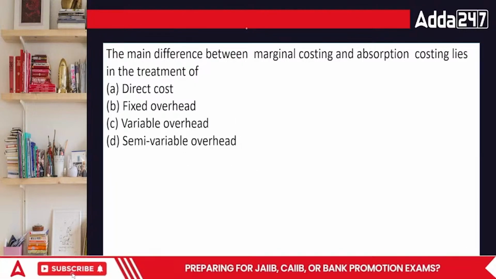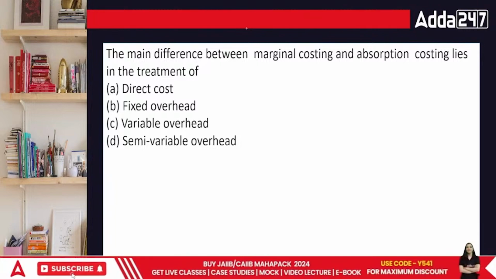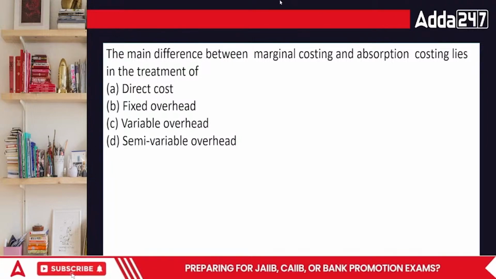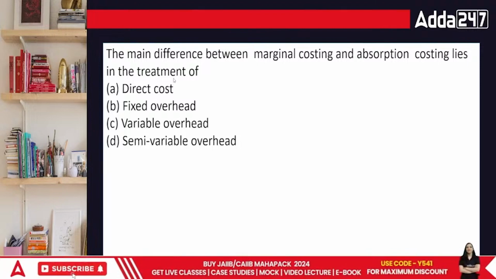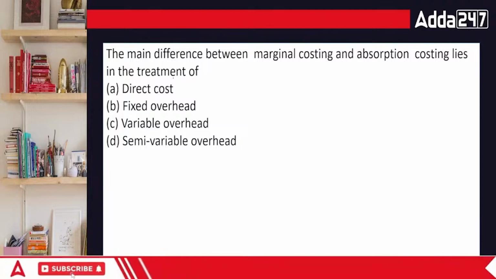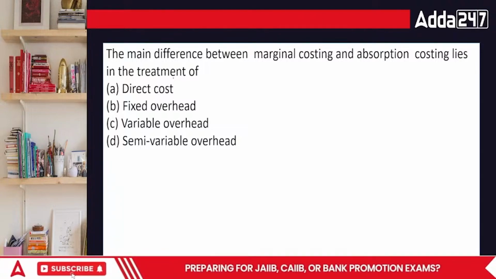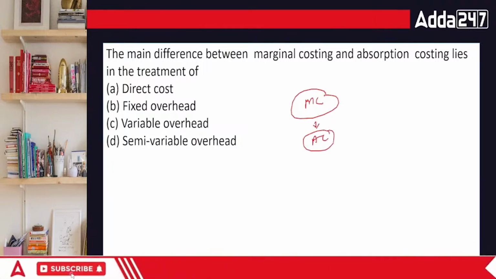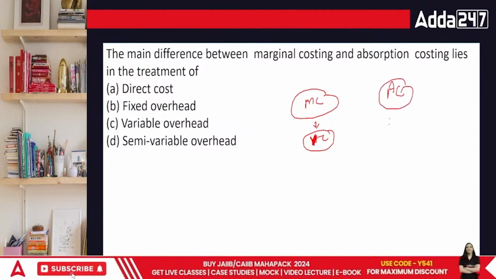The main difference between marginal and absorption costing lies between direct cost, fixed overhead, variable or semi-variable. Everybody, what's the difference? Marginal is obsessed with only one thing, variable costing. Absorption looks at every cost. Matlab, the marginal cost says that I will just include the variable cost. While absorption costing talks about the fixed cost plus variable cost.